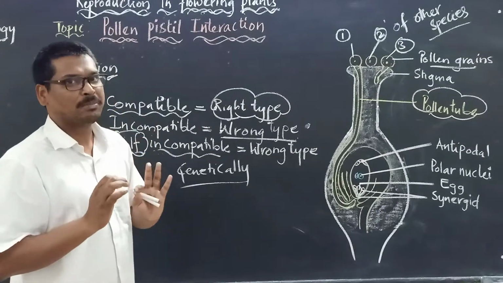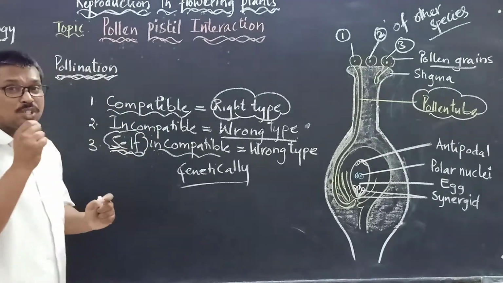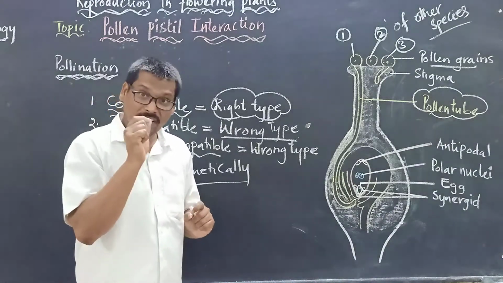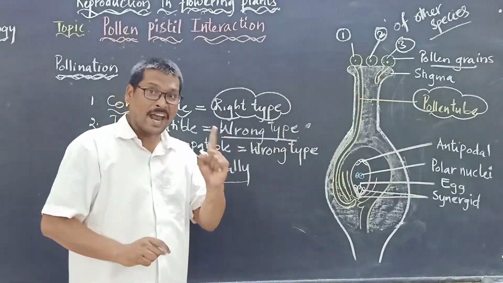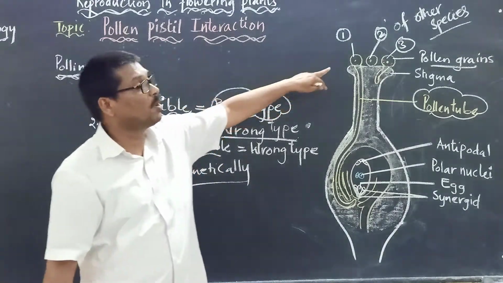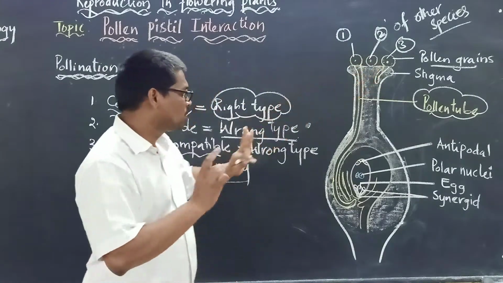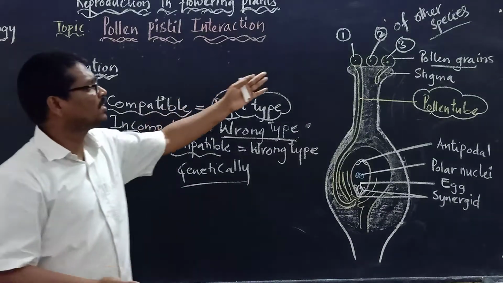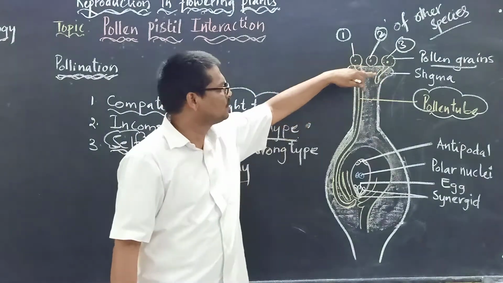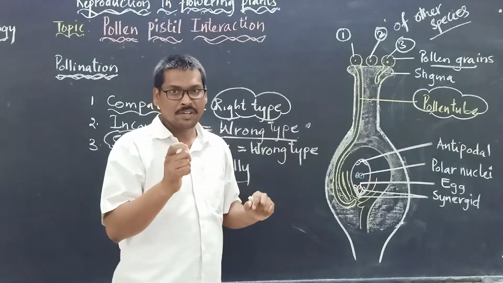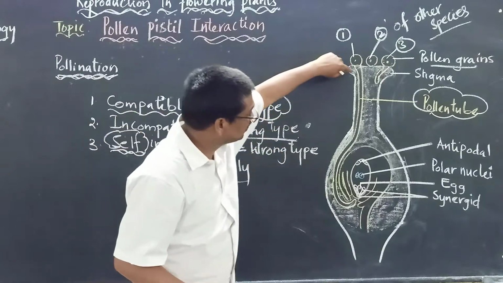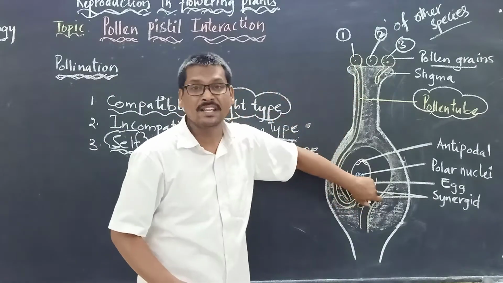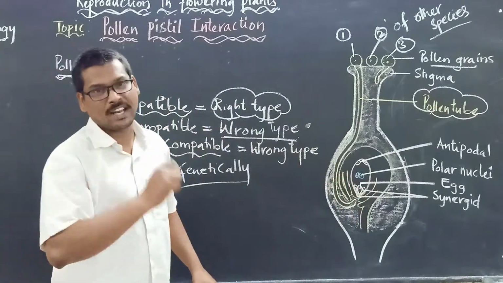So here we have to remember that pollination does not guarantee the transfer of the right type of pollen grains. Which means that any type of pollen grain may fall on the stigma, but which one will be germinating and entering into the ovule is the question now.